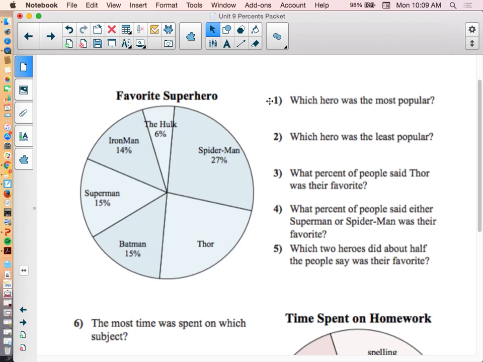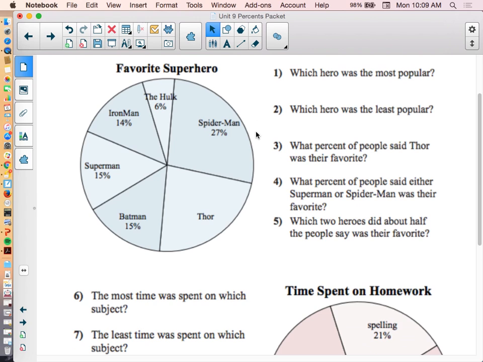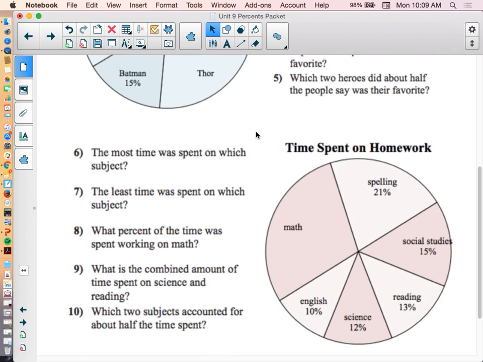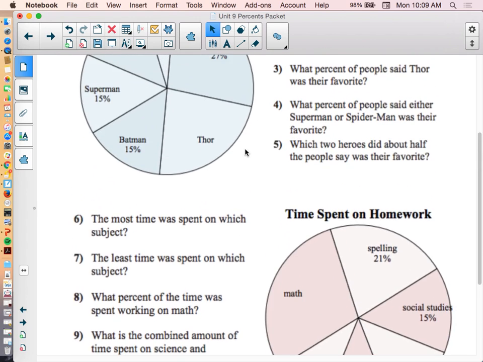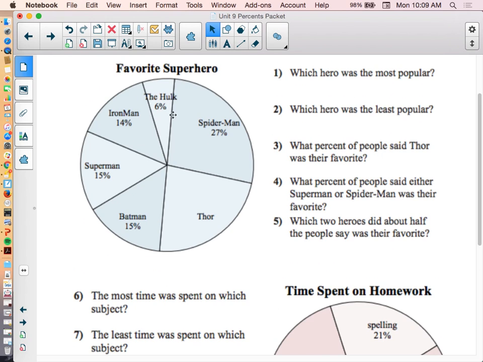All right, you're going to be reading this circle graph first of all and doing some more interpreting later. You'll also be talking about time spent on homework. Notice that some of these have the percentages, but not all of them. So you may be asked to figure out the missing pieces. All right, so for the most popular, that one's pretty obvious. The least popular, again, that's pretty obvious.